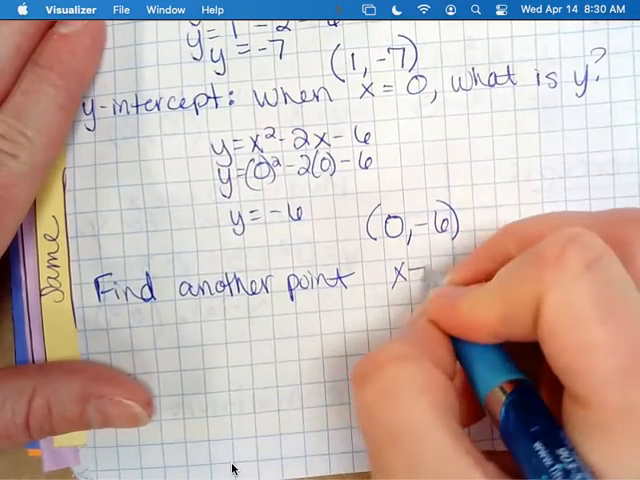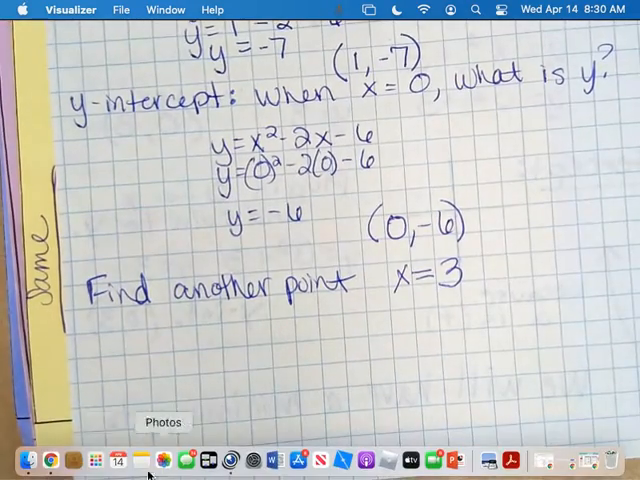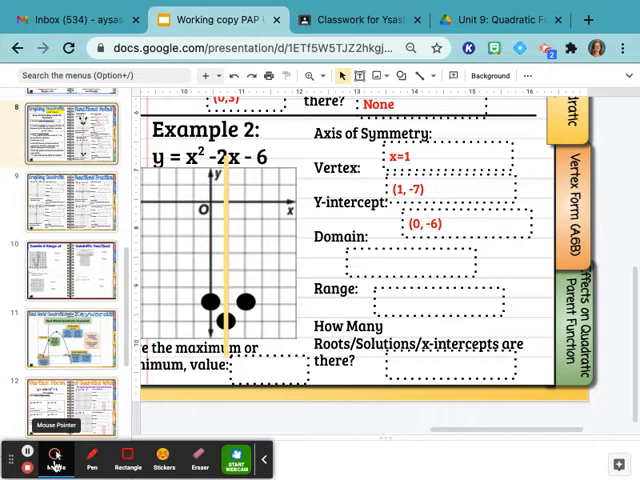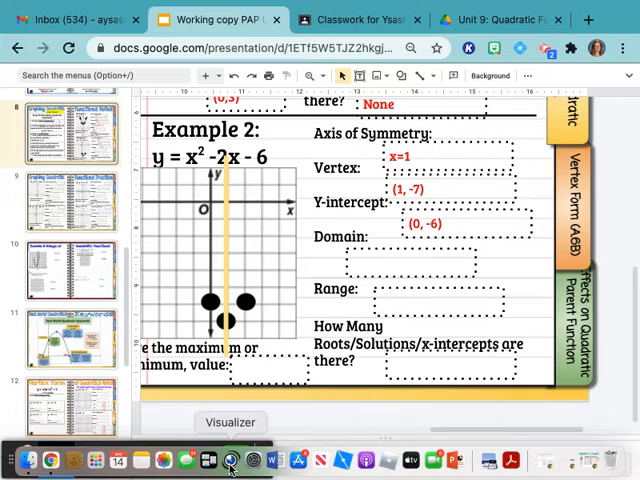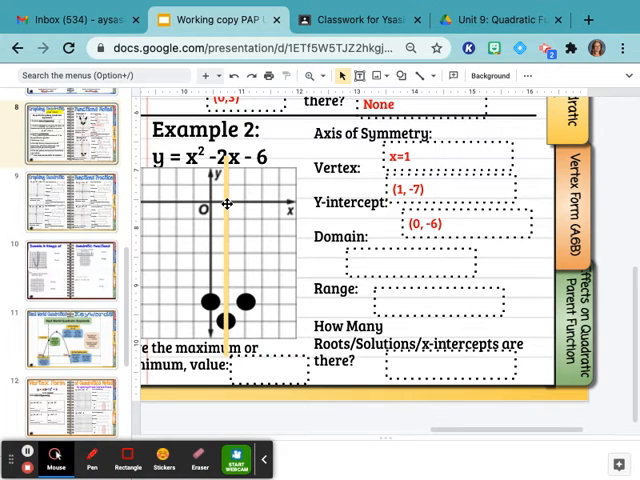Why am I saying let's find the point when x is 3? Why would I not just say let's go to -1 or let's go any other number? Do y'all know why I picked 3? Yeah, it's the next one over. It's the next point over in that parabola because it's going to go something like this, but I'm not sure exactly how it's going to look. So that's why I picked 3, because we know 0, 1, and 2. So let's go one more over to the 3.